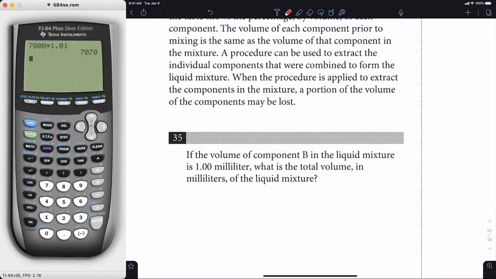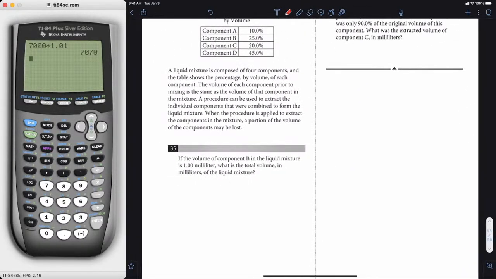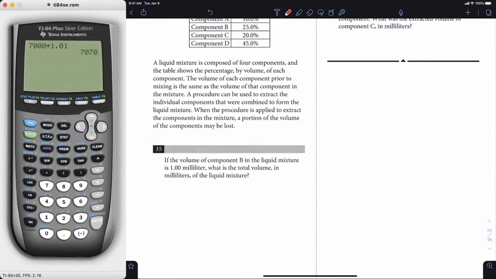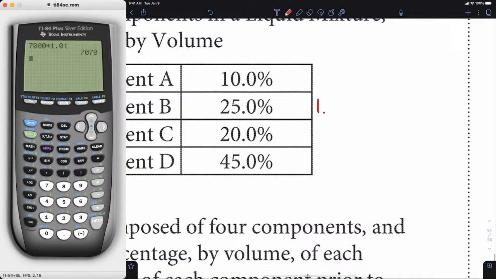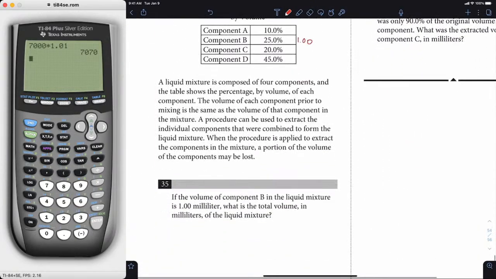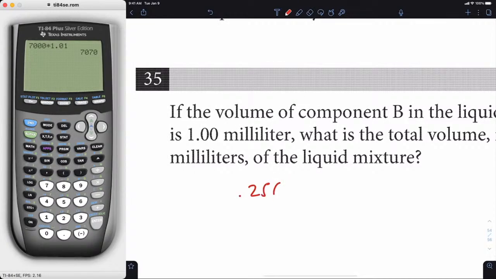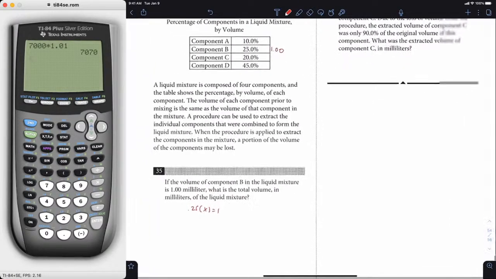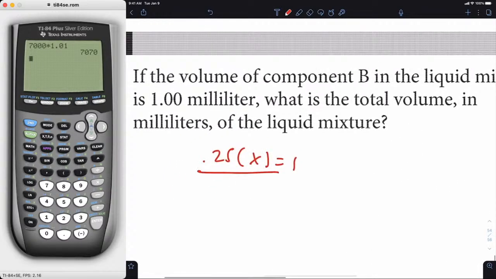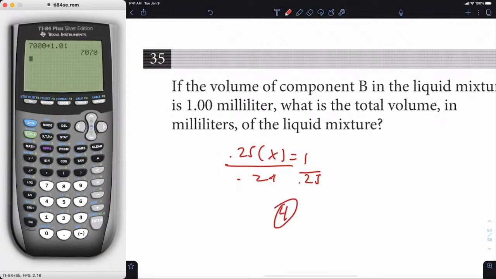If the volume of component B in the liquid mixture is 1.0 milliliter, what is the total volume of the liquid mixture? So 25% of what number is 1, basically. So 0.25 of x equals 1. Yeah, so then I just divide by 0.25, and that should be 4.